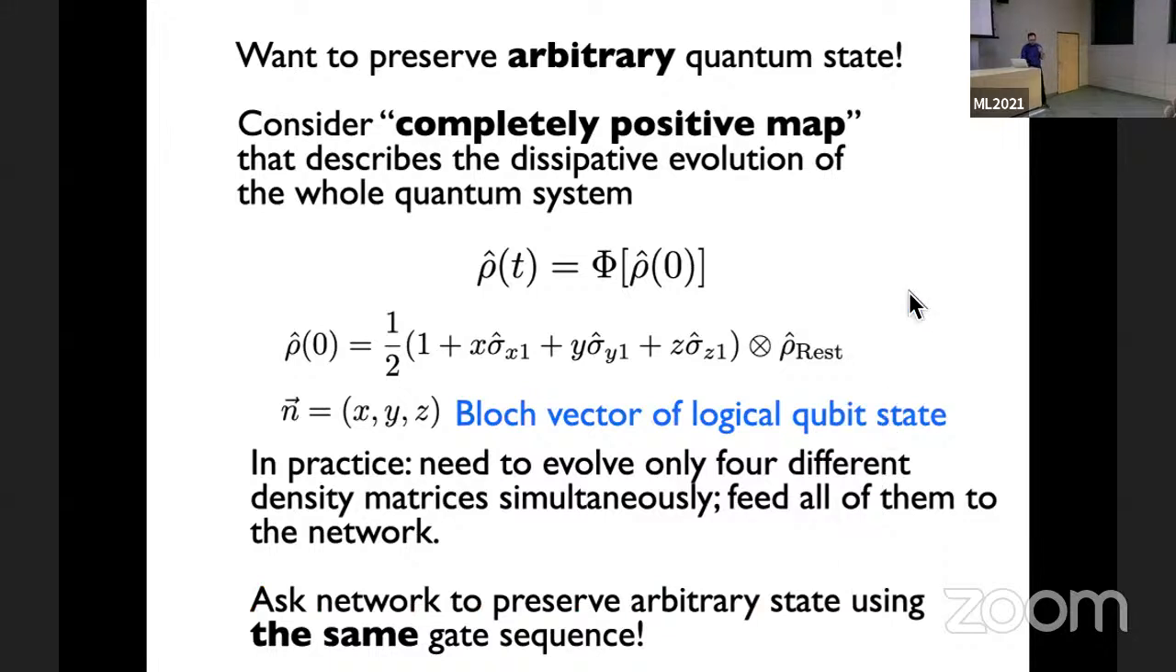We take into account that what we really want to do is preserve an arbitrary quantum state. So the agent should come up with a sequence of actions that are independent of the underlying quantum state, of the underlying superposition, and should always work.